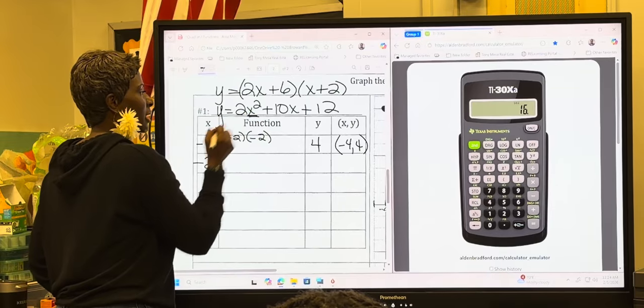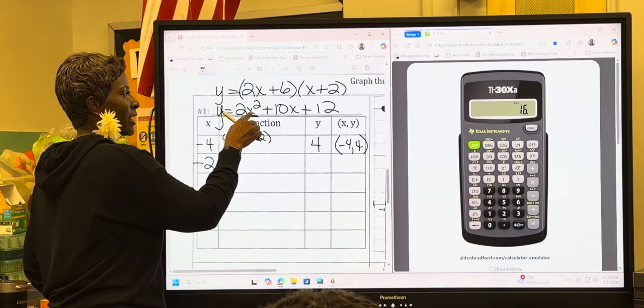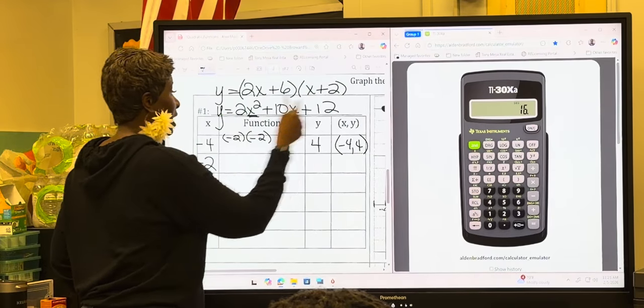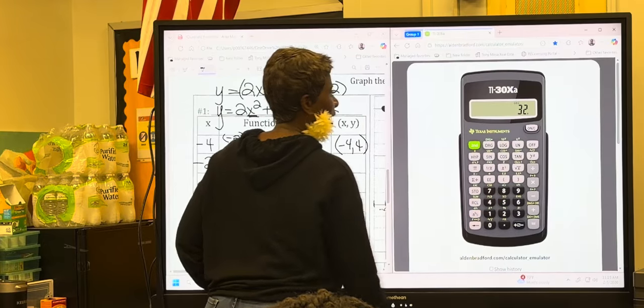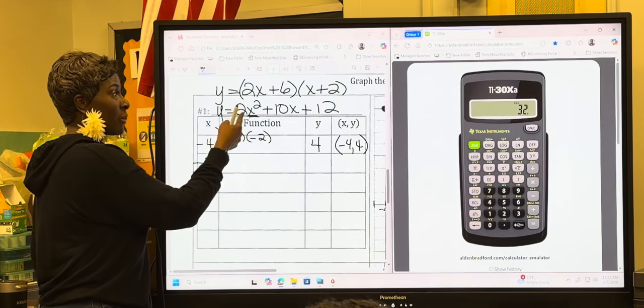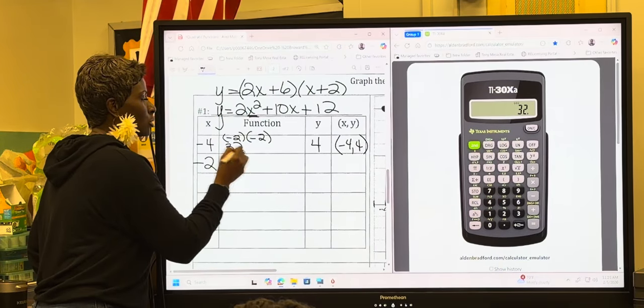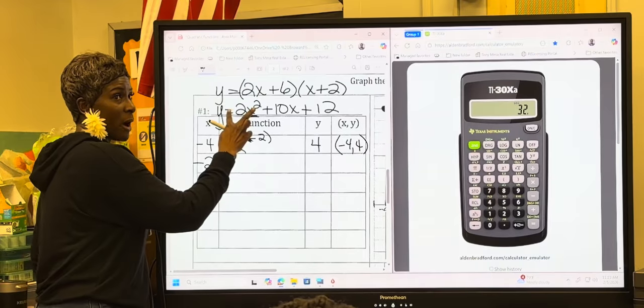Do y'all see what I just plugged in? I plugged in -4 here. -4 squared gave me 16. Now I'm going to do what? Times 2. Y'all, this is middle school math now. Come on. 32. Times 2. What do I get right here? So I'm going to put 32. Stay with me. 32 is this part.